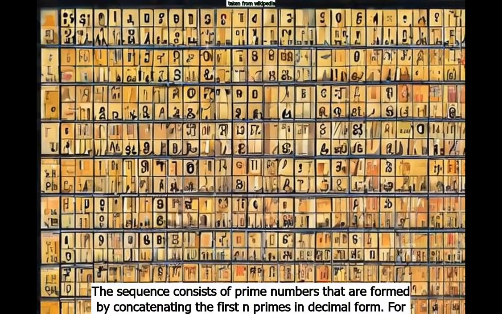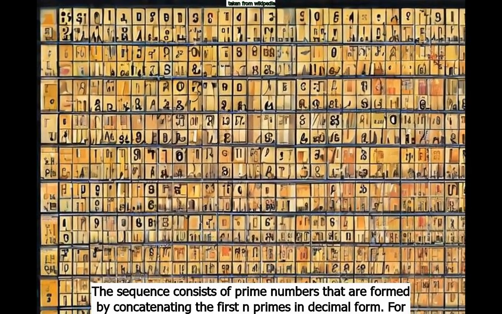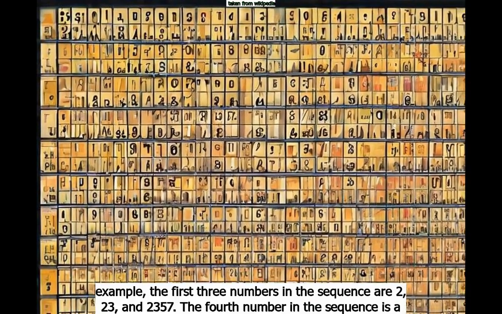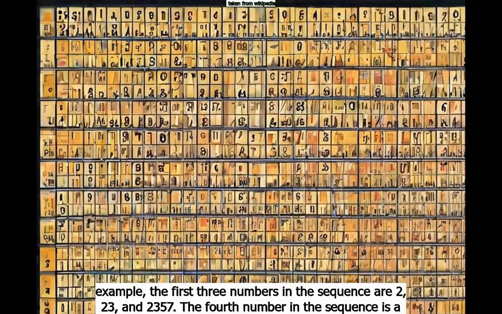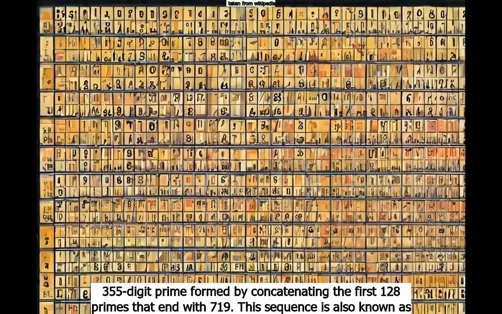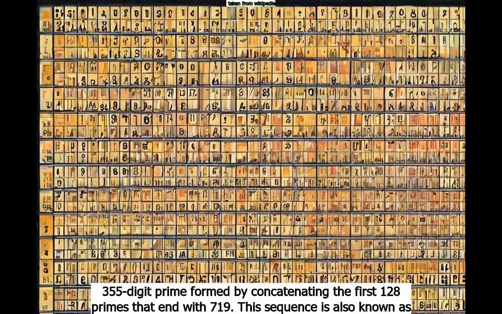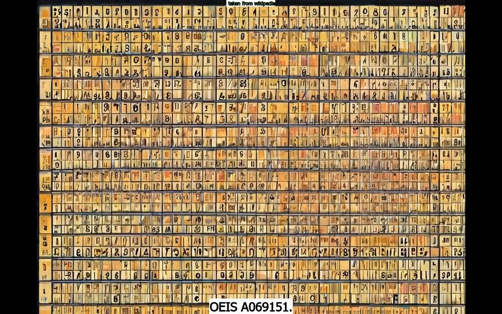The sequence consists of prime numbers that are formed by concatenating the first n primes in decimal form. For example, the first three numbers in the sequence are 2, 23, and 2357. The fourth number in the sequence is a 355-digit prime formed by concatenating the first 128 primes, which ends with 719. This sequence is also known as OEIS A069151.